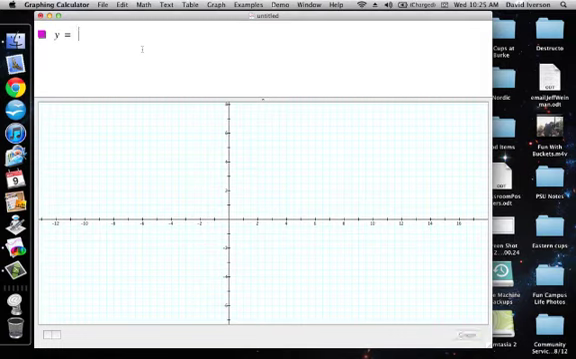Okay. Sine x, even or odd? That's an odd function. Cosine x, even or odd?